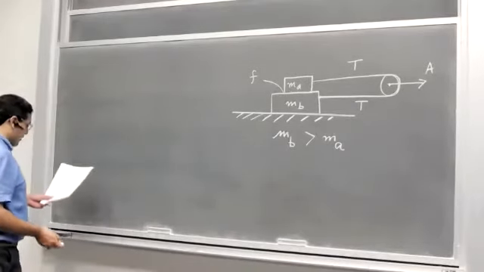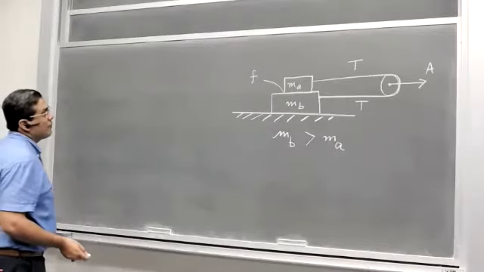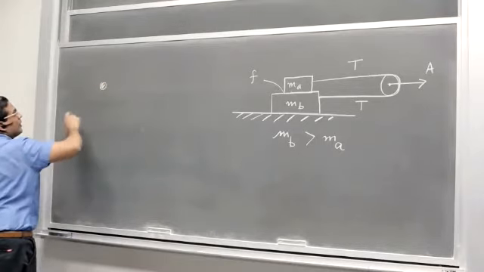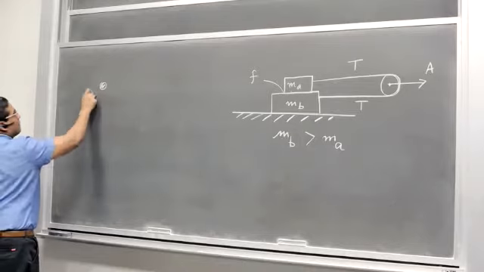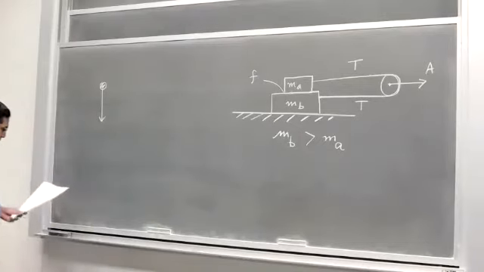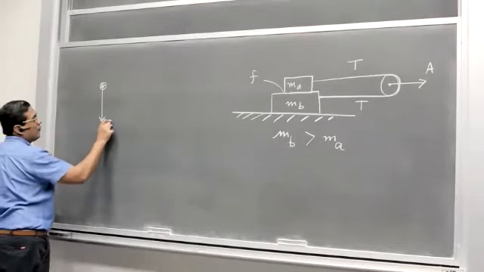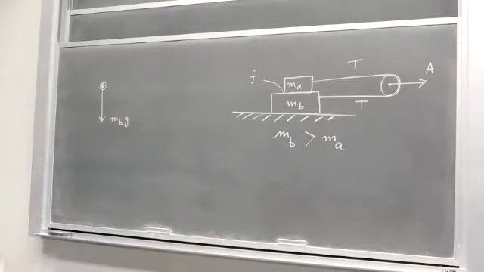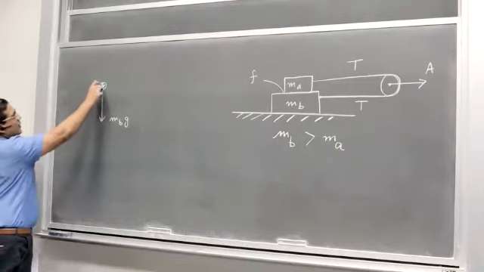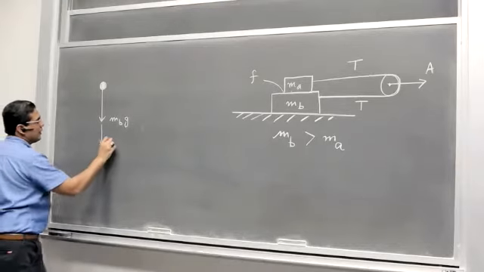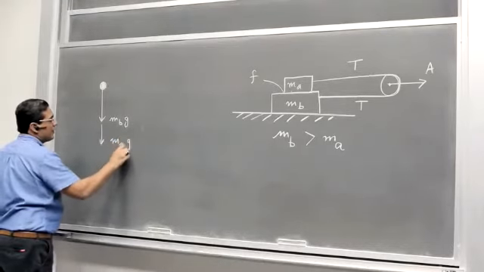We start with the free body diagram first of the block B, both blocks. So the free body diagram. The forces, the weight weighing down of block B, right? But also the weight of the second block is weighing down on block B, okay? MAG, right?